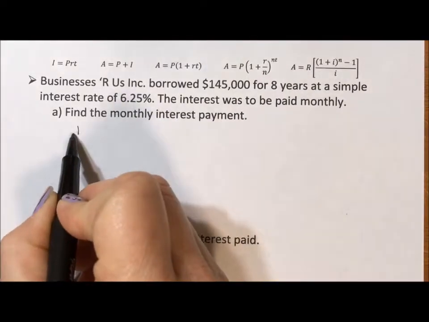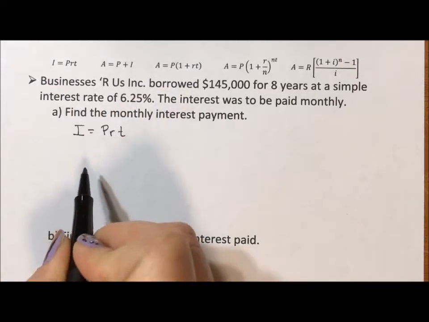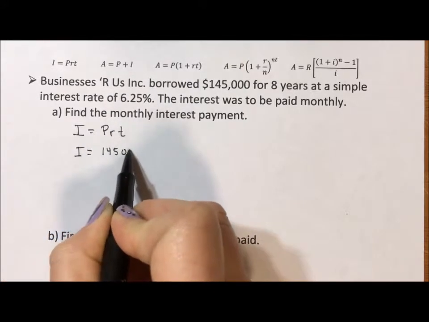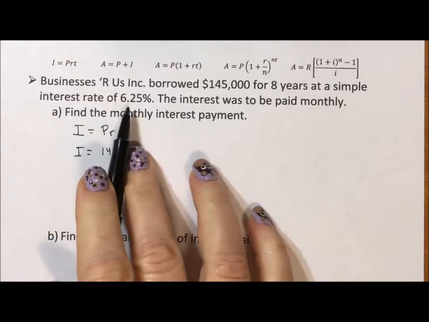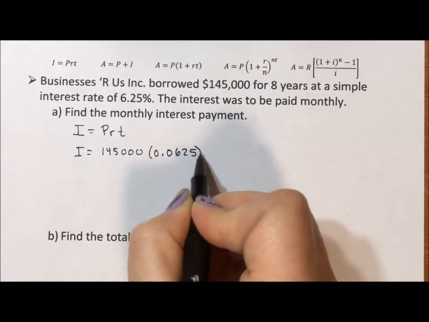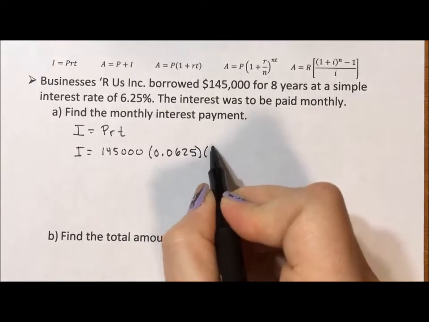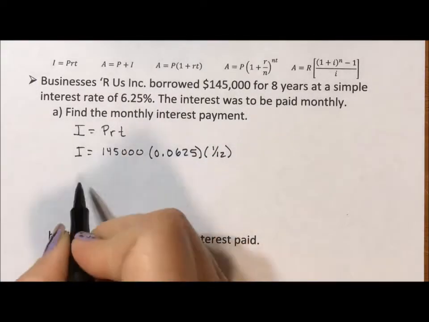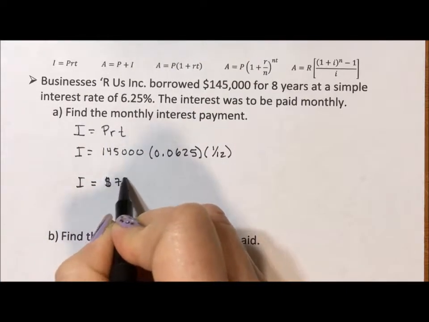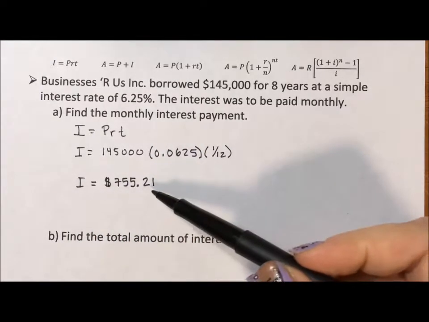Our interest formula is principal times rate times time. So we want to know the interest on a $145,000 principal. For the rate, we need the rate as a decimal, so we need to divide by 100, 0.0625. And we want to know monthly, so this is yearly. So we need to know 1/12 of this amount. If we throw this into our calculator, we find out that the monthly interest is $755.21.